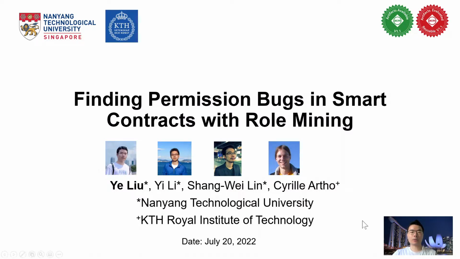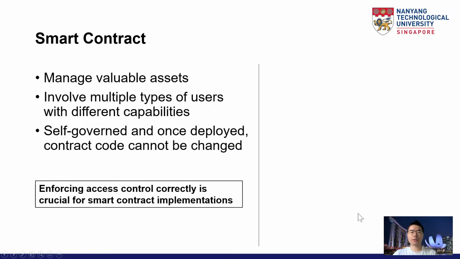Smart contracts are computer programs running on blockchain. Smart contracts have been used to manage valuable assets. For example, users can buy and sell smart contract-powered standard ERC20 tokens and NFT tokens. Generally, smart contracts involve multiple types of users with different capabilities. For example, someone can be the owner to manage the contract while others are not.